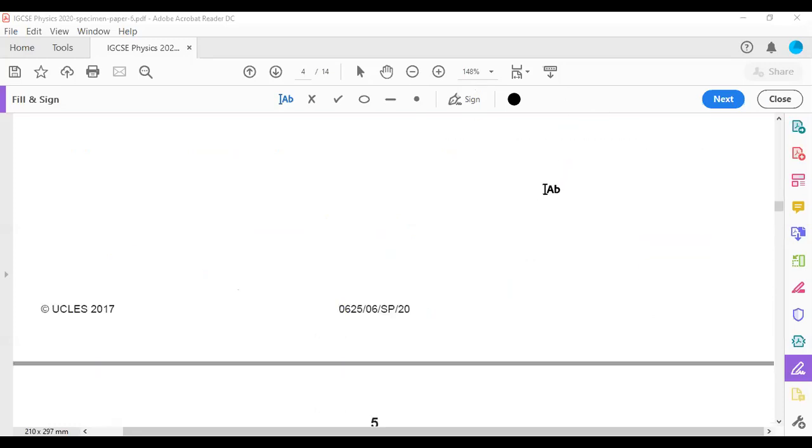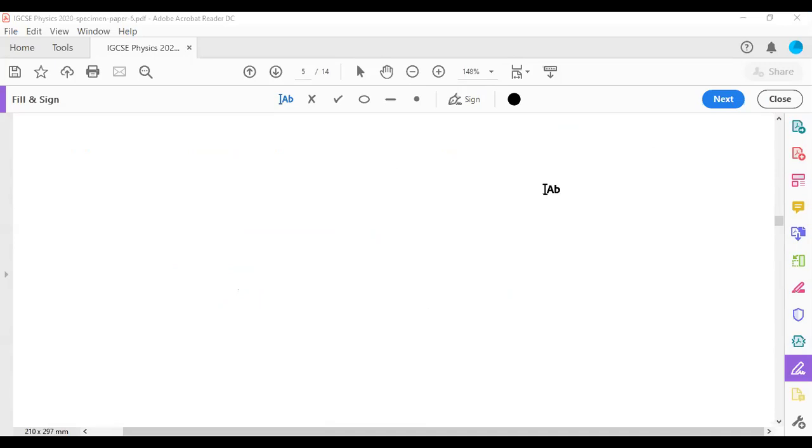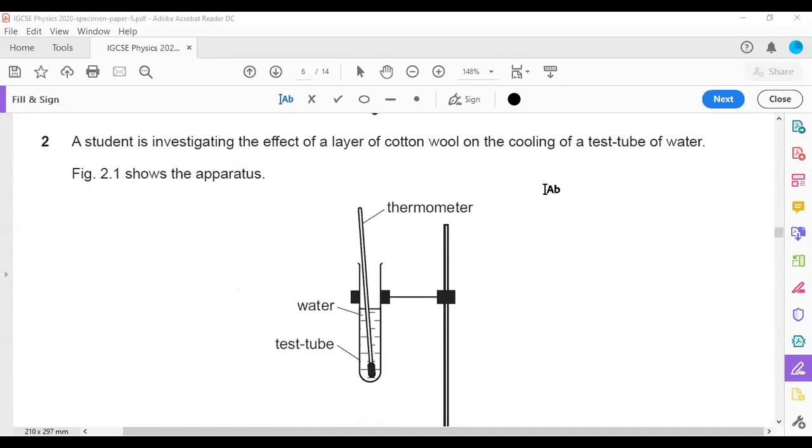Nice. We're going on to question 2 now. Question 2 says a student is investigating the effects of a layer of cotton wool on the cooling of a test tube of water. Figure 2.1 shows the apparatus.